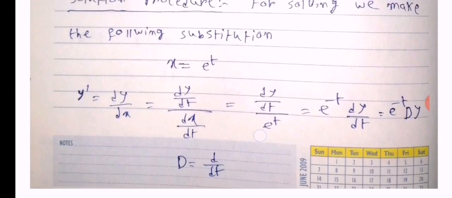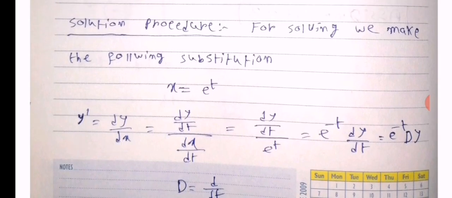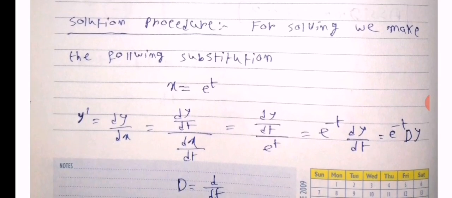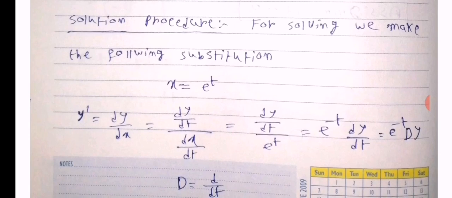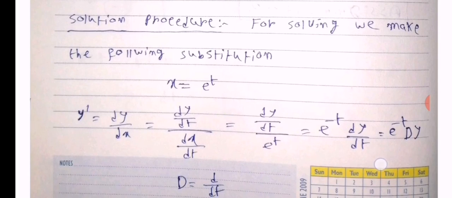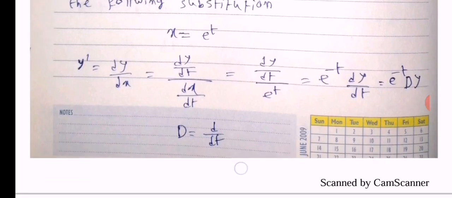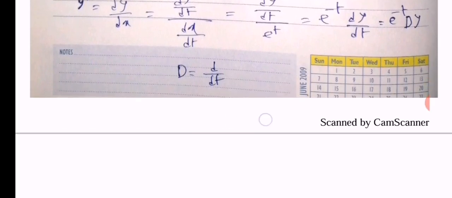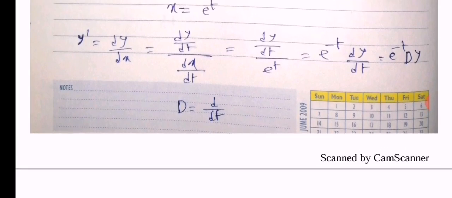in this equation. So x equal to e to the power t, so y dash, which is dy dx, we can write it as dy by dt divided by dx by dt. So dy by dt by e to the power t, because dx dt is e to the power t. So finally we will get e to the power minus t dy dt. So e to the power minus t D y, where we can write D equal to d by dt. So this is just a notation, capital D equal to d by dt.